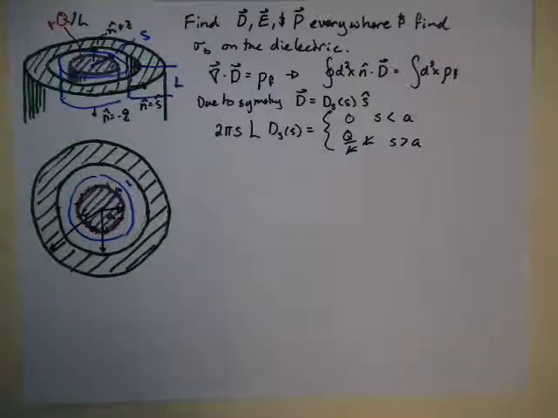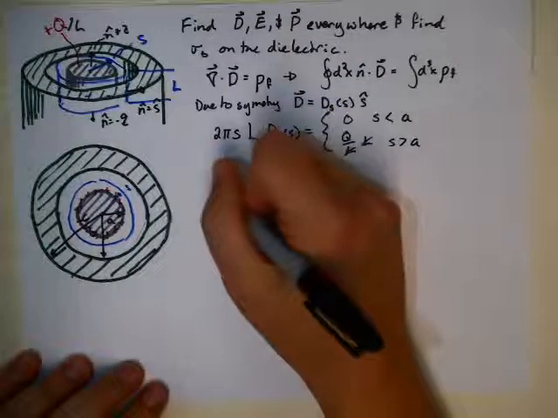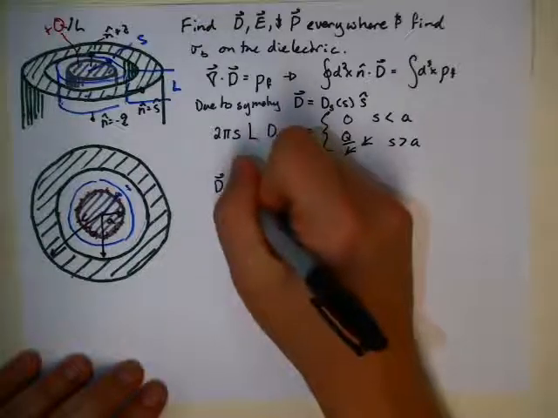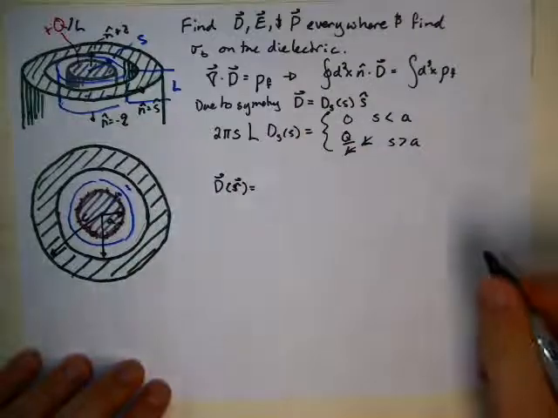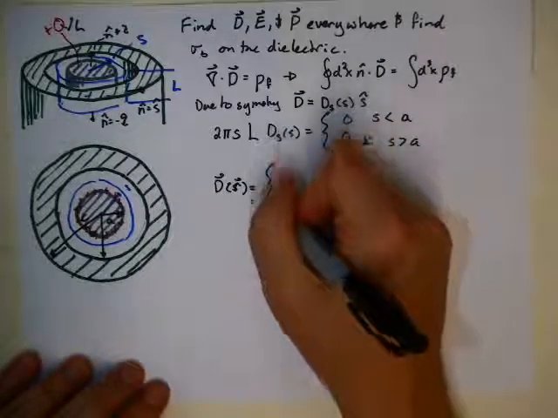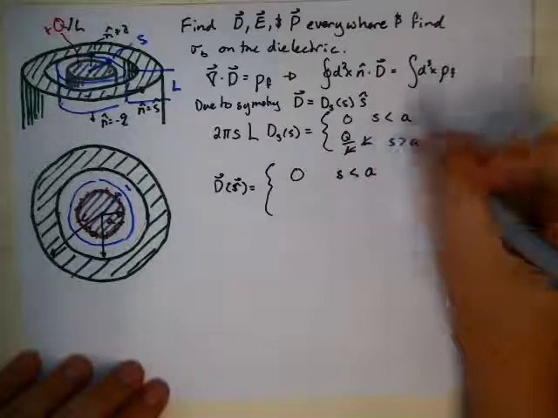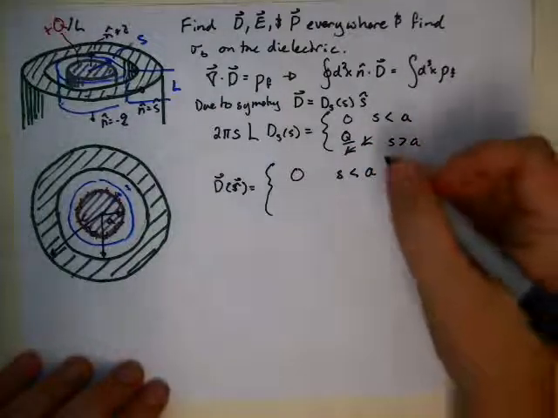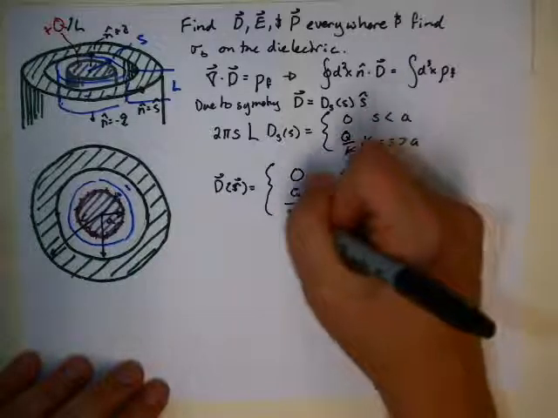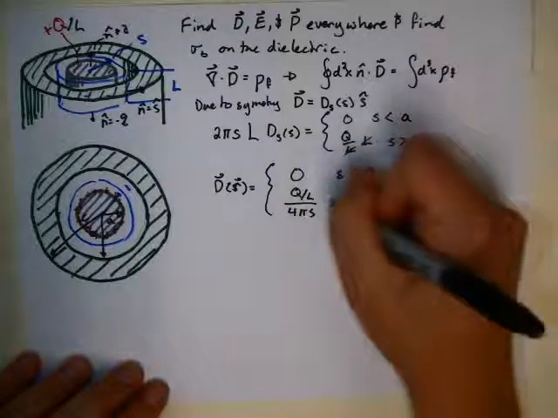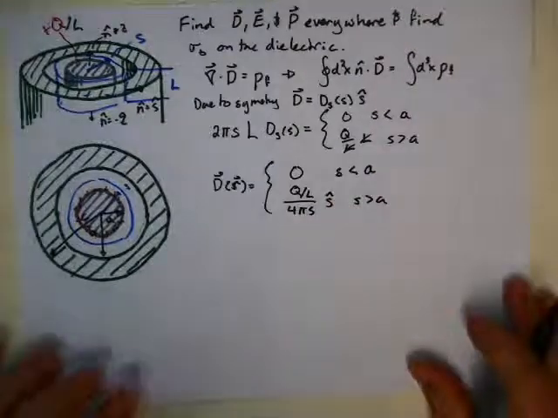At this point, we are basically done with D, and so we can find D everywhere. D as a function of position would be written as 0 for s less than a, and as q over L divided by 2 pi, times s hat over s, for s greater than a.